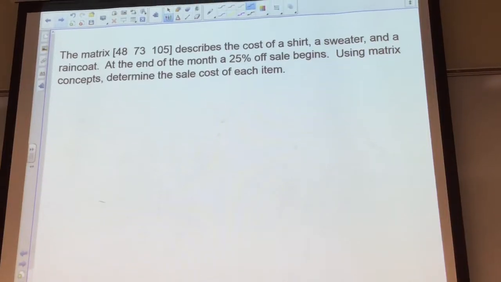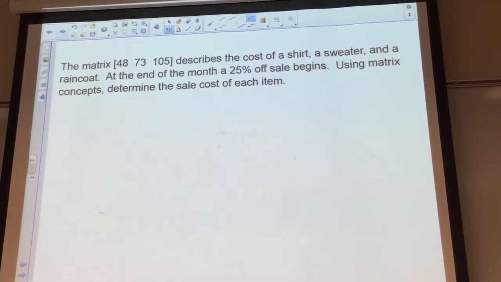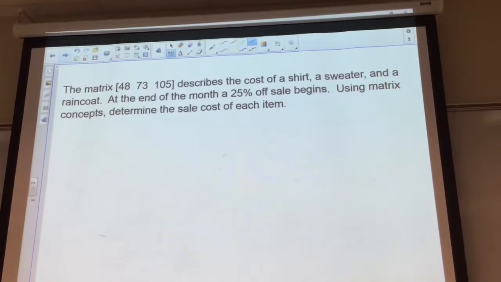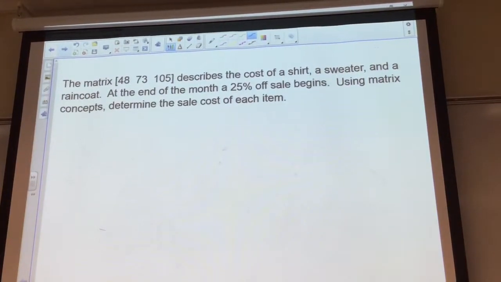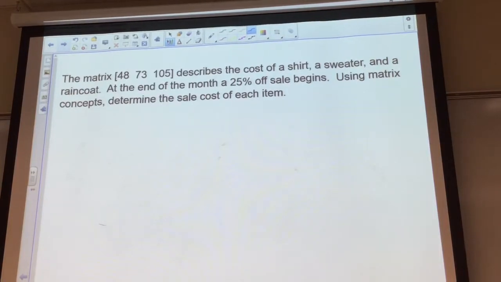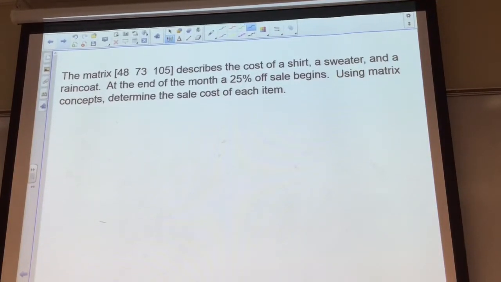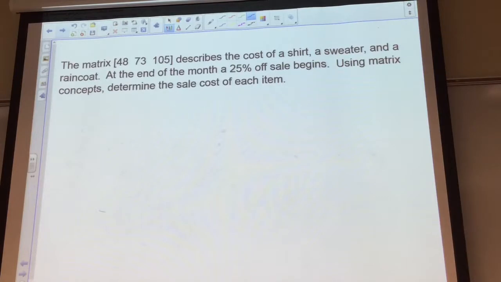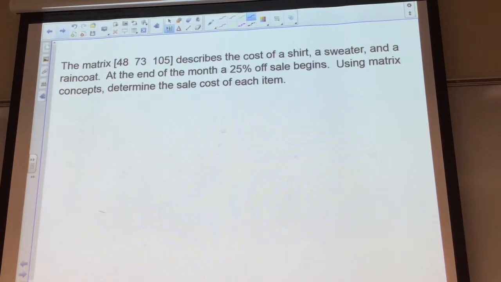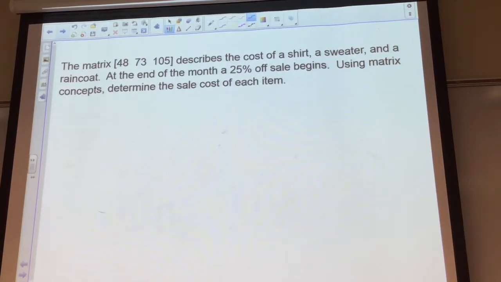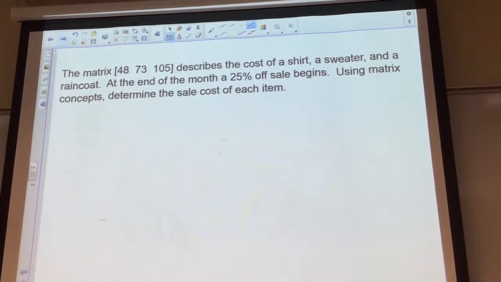Matrix. There could be a matrix operation on the problem, which might ask you to do an addition of matrices, a multiplication of matrices, but I'm pretty sure it's going to be phrased in the voice of an application type of problem. The matrix 48, 73, 105 describes the cost of a shirt, a sweater, and a raincoat. At the end of the month, a 25% off sale begins. Use matrix concepts to determine the sale cost of each item.